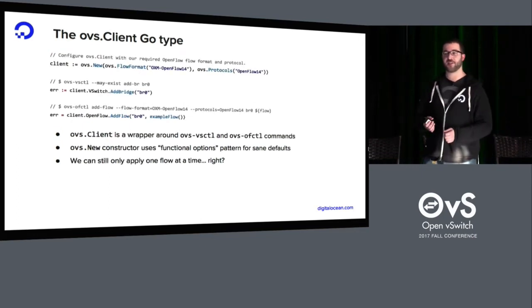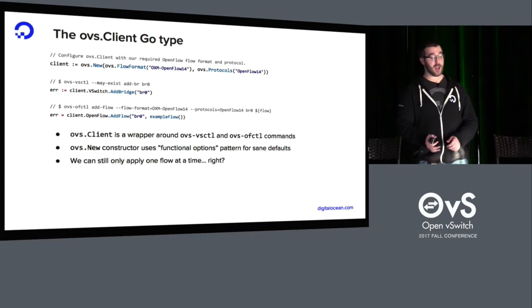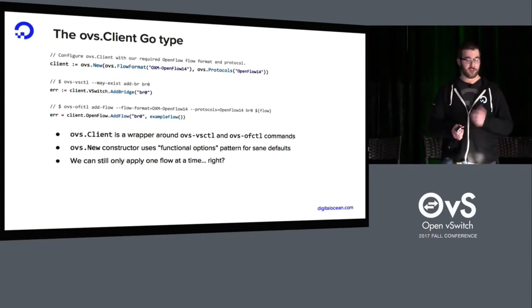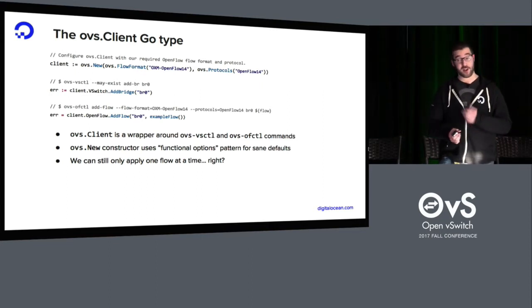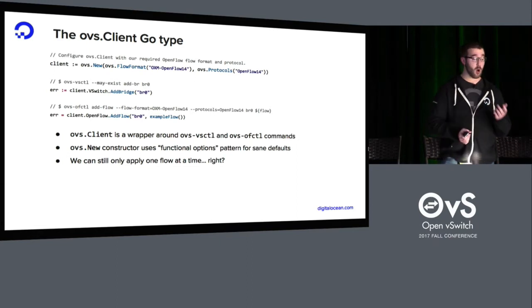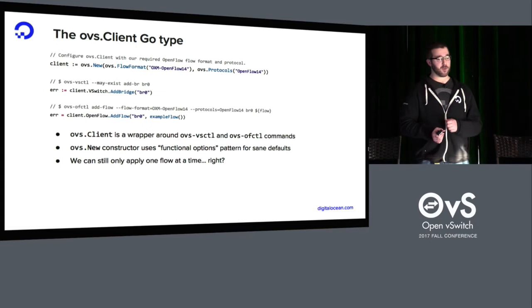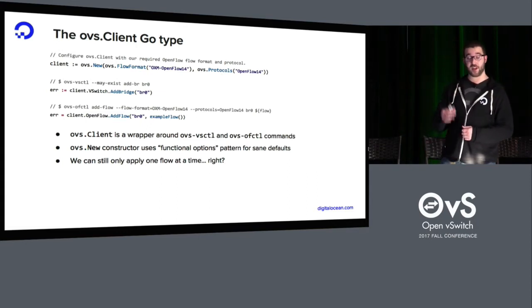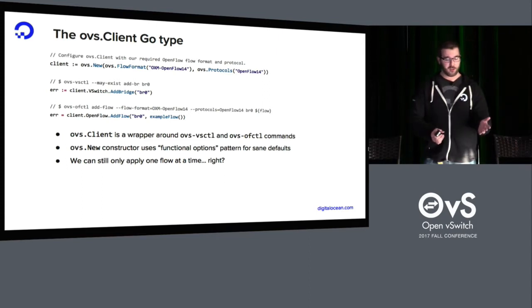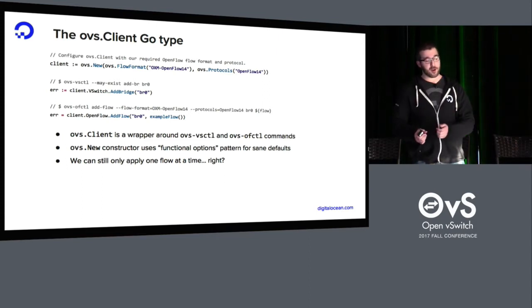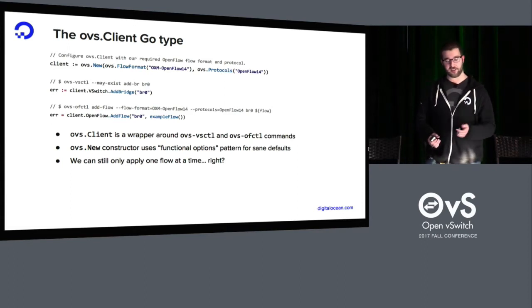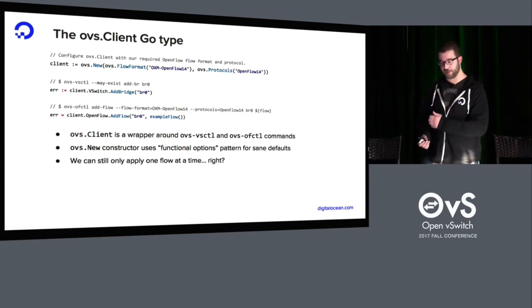So if we want to put this all together and actually manipulate the switch, we have this client Go type. So our client is a wrapper around OVS vsctl and OVS ofctl commands. So the vsctl commands are exposed via this VSwitch member, and the ofctl commands are exposed via the OpenFlow member. So in this case, the VSwitch AddBridge call with an argument of bridge0 would actually shell out to ovs-vsctl add-br bridge0.